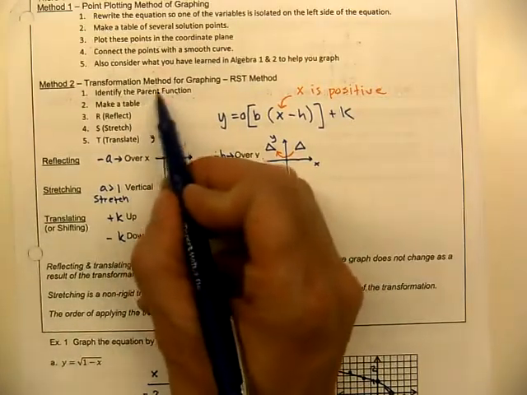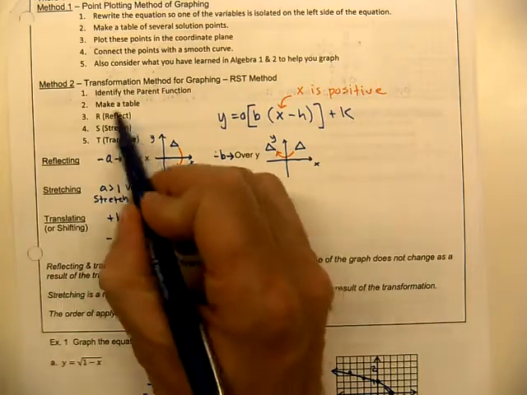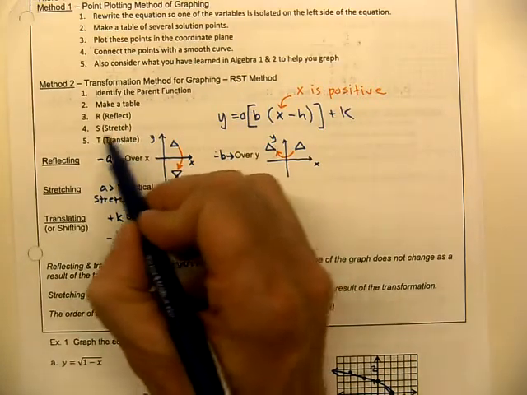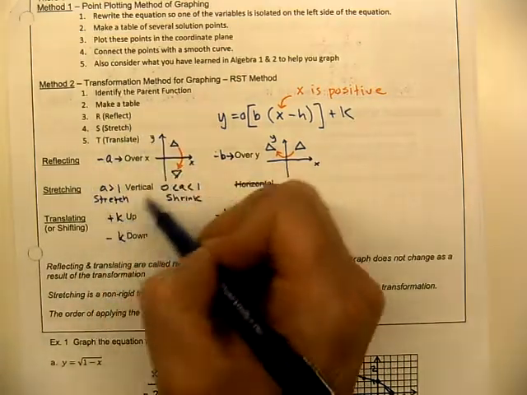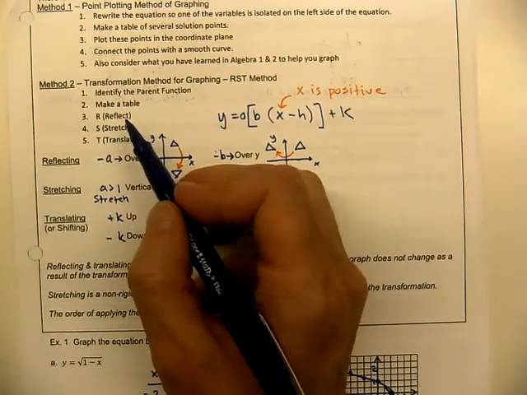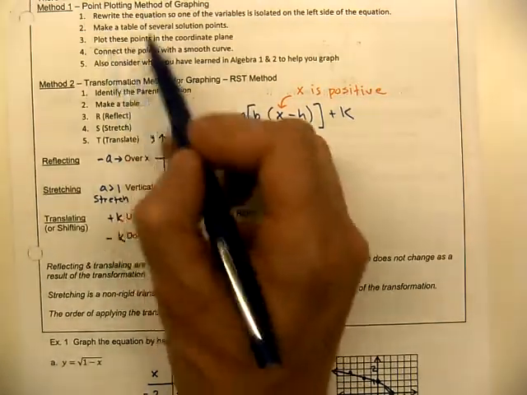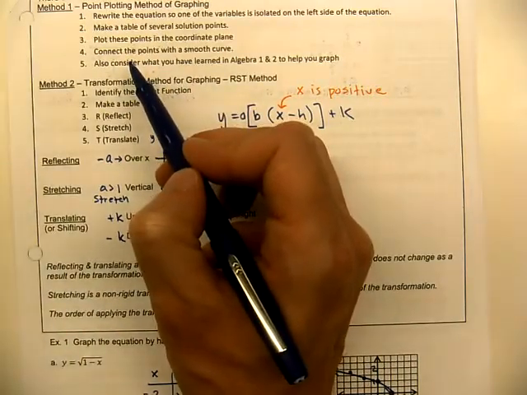So we're going to find the parent function, we'll make a table, and then we'll check for reflection, stretch, and translate in that order. If you do translate first and reflection last, it just won't work out. So I'm going to walk you through the steps, but this method is actually what we're going to see in the next lesson. Then we'll come back and talk about method number 1 because we'll see an example here in just a moment taking you through that.